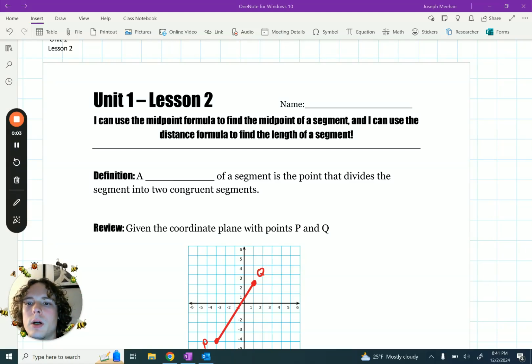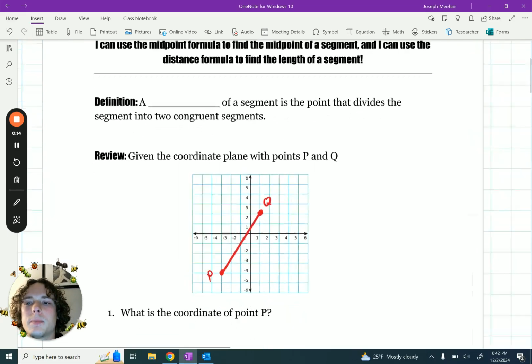Today we're going over Unit 1, Lesson 2. It says, I can use the midpoint formula to find the midpoint of a segment, and I can use the distance formula to find the length of a segment. So we're going to be talking about the midpoint formula and the distance formula today.